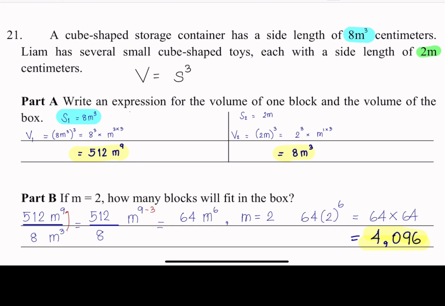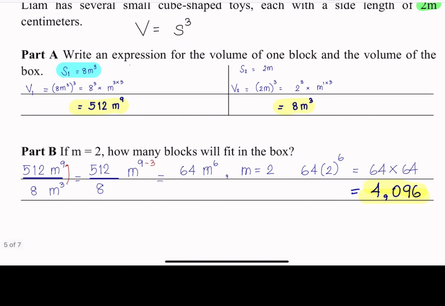Next is 2m. S2 is 2m. So volume 2 is 2m to the power of 3. Again, distribute the power of 3. 2 times 2 times 2, not 2 times 3. 2 times 2 times 2 is 8. Then m, this seems like you have m to the power of 1. 1 times 3 is 3. So we have 8m to the power of 3, or 8m cubed.